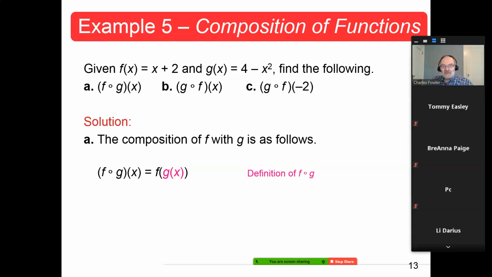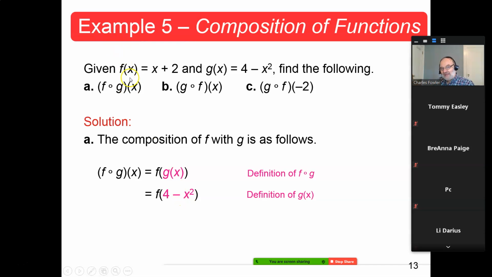The composition of f with g is, just like we said, f composed with g of x, or f of g of x. Okay, that's how I like to think of it. Plug in the g first. There's the g, so that's going to be f of 4 minus x squared. And that's exactly what they do. They plug in what g is here in the parentheses. Now, we take the f function and operate on this.